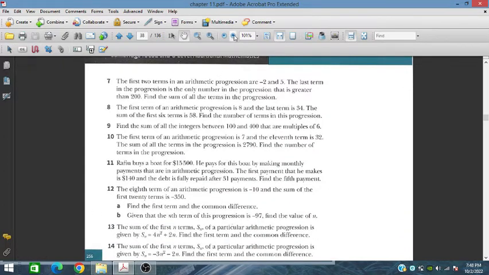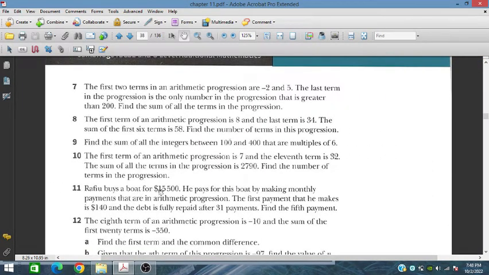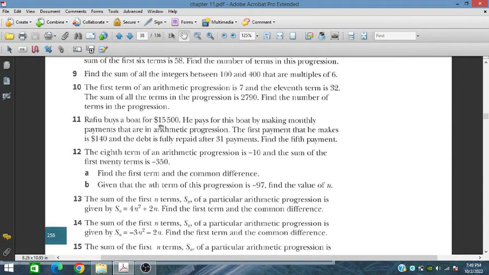Rafu buys a boat for $15,500. He pays for his boat by making monthly payments that are in arithmetic progression. So he pays the first month, and the second month he increases the amount, and the third is always increasing. So he pays for his boat by making monthly payments that are in arithmetic progression. The first payment that he makes is 140, and the debt is fully repaid after 31 payments. Find the fifth payment. So we have to find the fifth term.